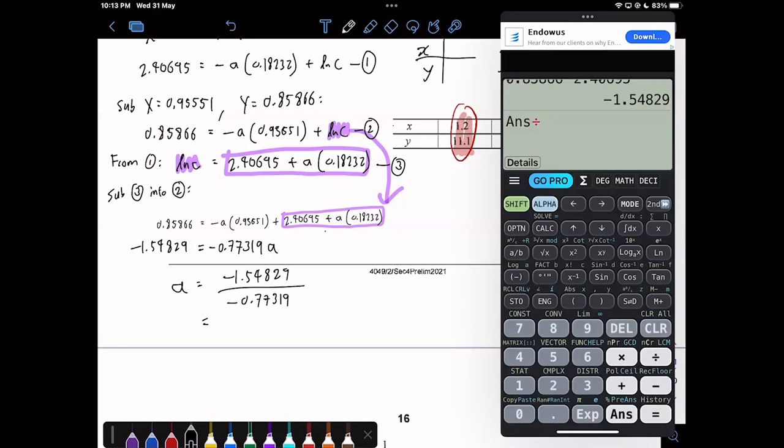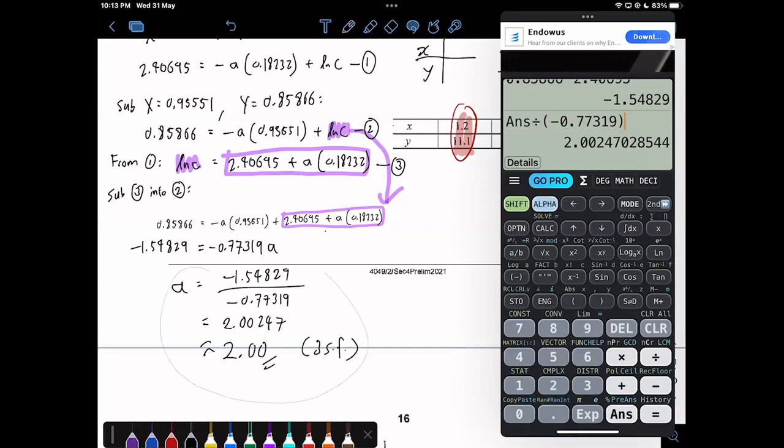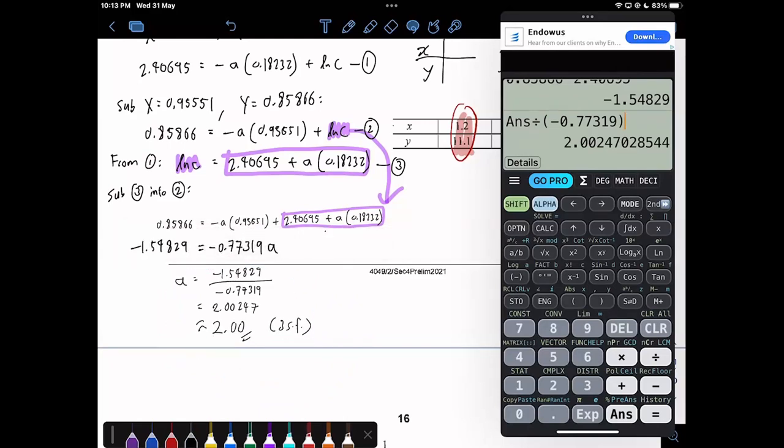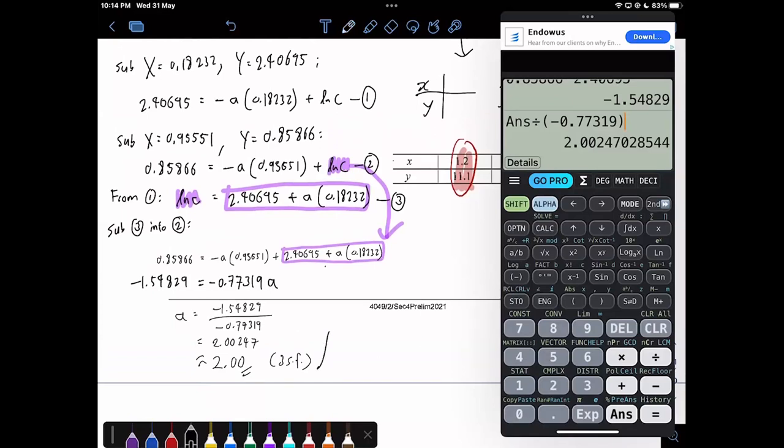Okay, then you divide by, good that you're following, 0.77319, and then you get 2.00247. To 3SF, that's around 2.00. Okay? Very good. So that's A. Then after that, if you want to solve for C, can I leave this as an exercise for you? Sub into, let's say, equation 1. From there, solve for ln C, and then after that, solve for C.